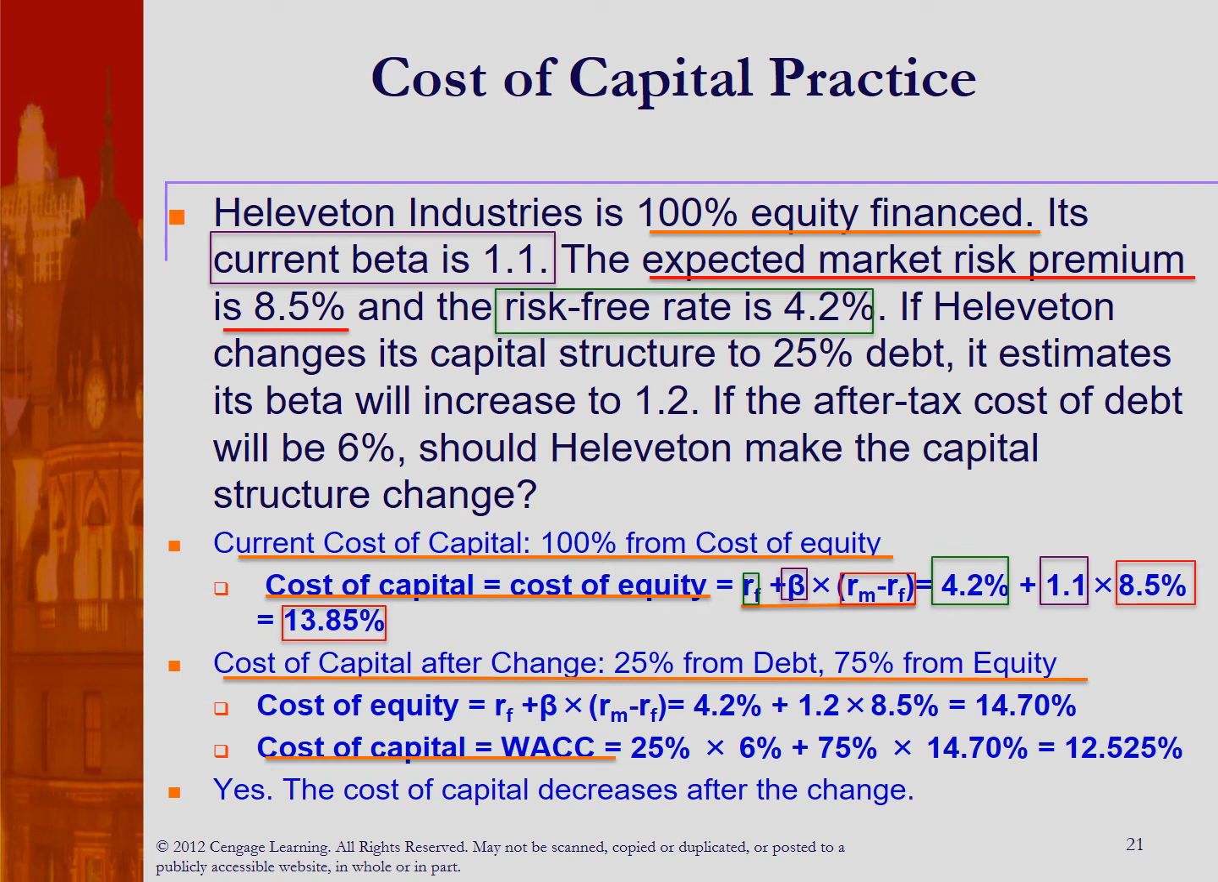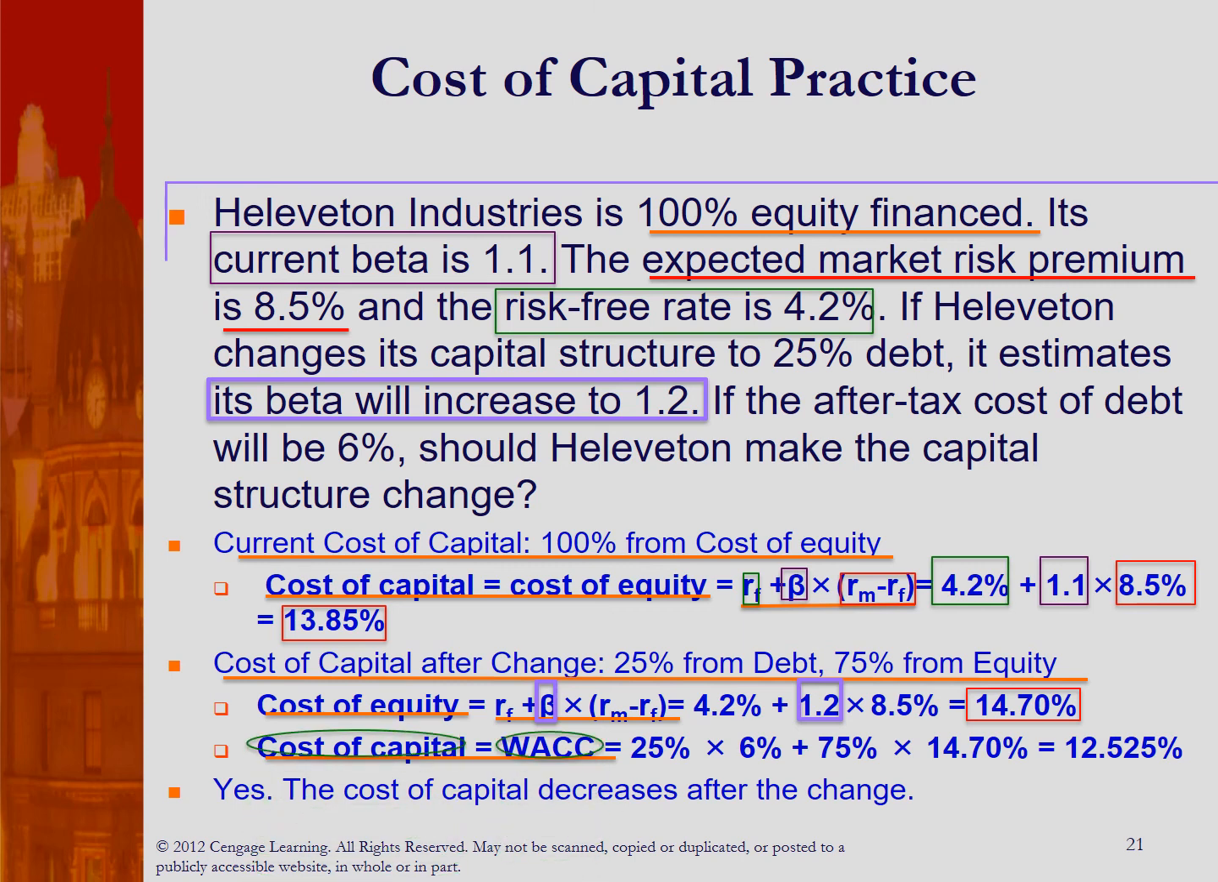After the capital structure change, the firm's cost of capital is the weighted average of after-tax cost of debt and cost of equity, that is, the weighted average cost of capital. Because the firm's beta changes after the capital structure change, we have to recalculate the cost of equity using the security market line. The beta now is 1.2. After calculation, we obtain that the cost of equity after capital structure change is 14.70%.